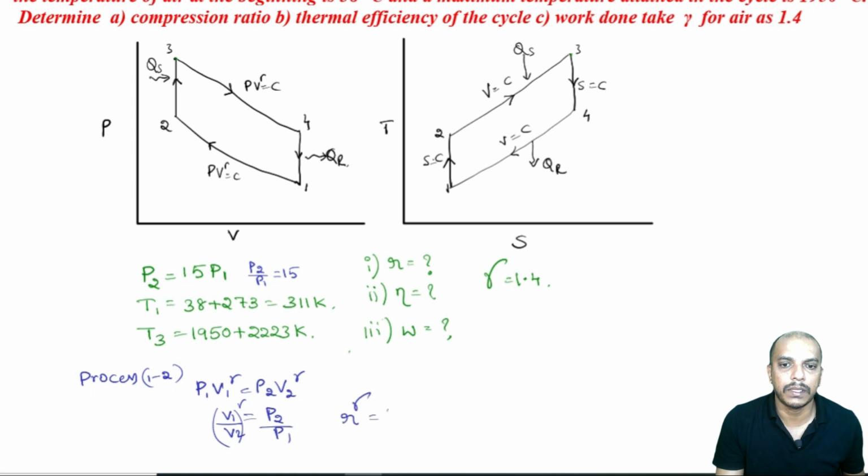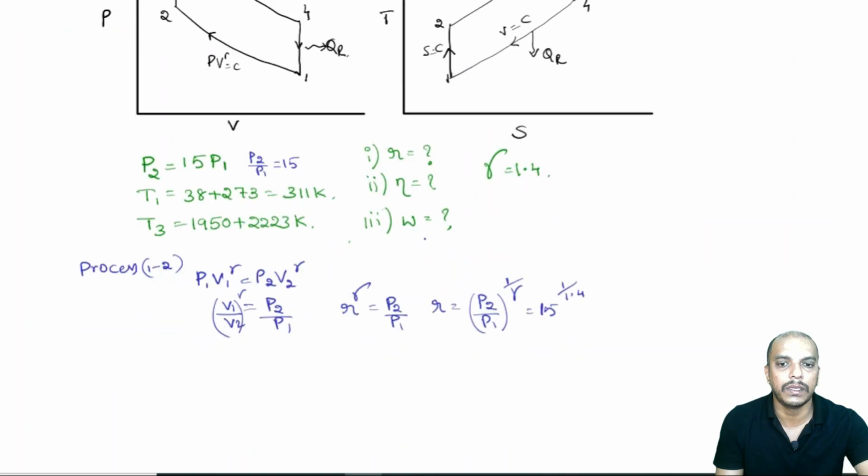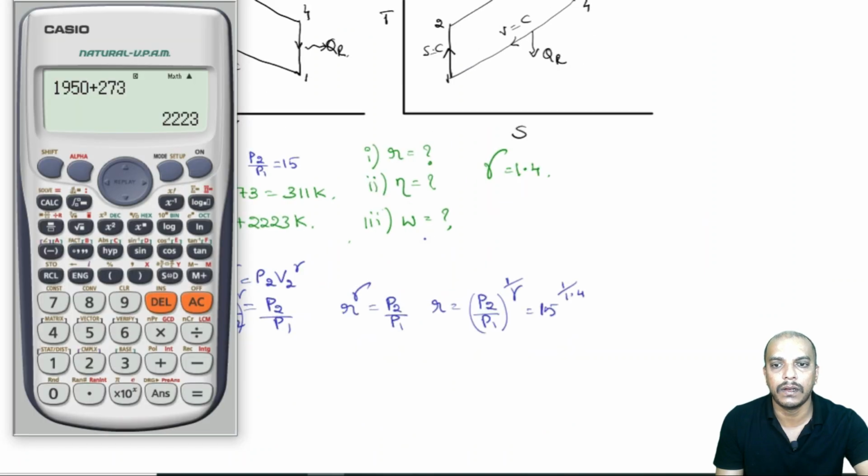So, R power gamma is equal to P2 by P1, or you can write that R is equal to, if this gamma comes here, it will be 1 by gamma here. So, that means P2 by P1 is 15. So, 15 power 1 by 1.4. That way we can find out the value of R, and we also know the range. R value for any engine will vary from 8 to 15 or something like that.